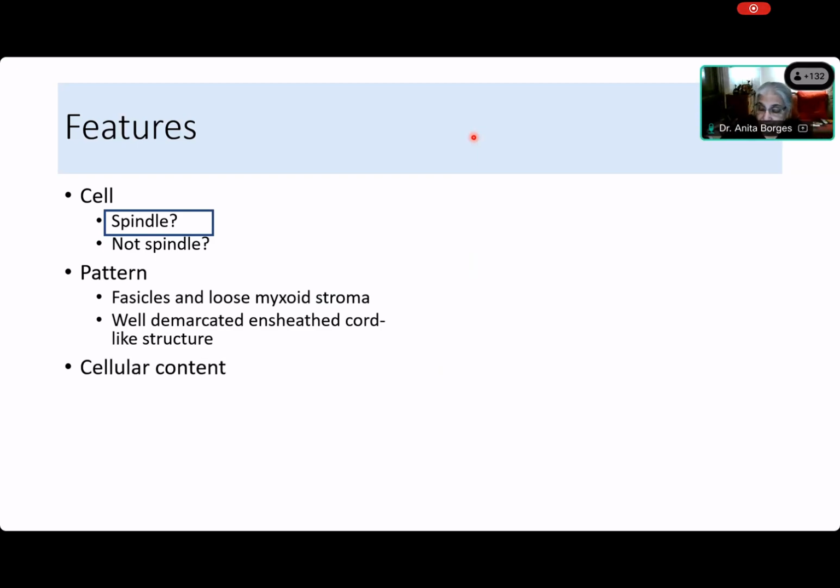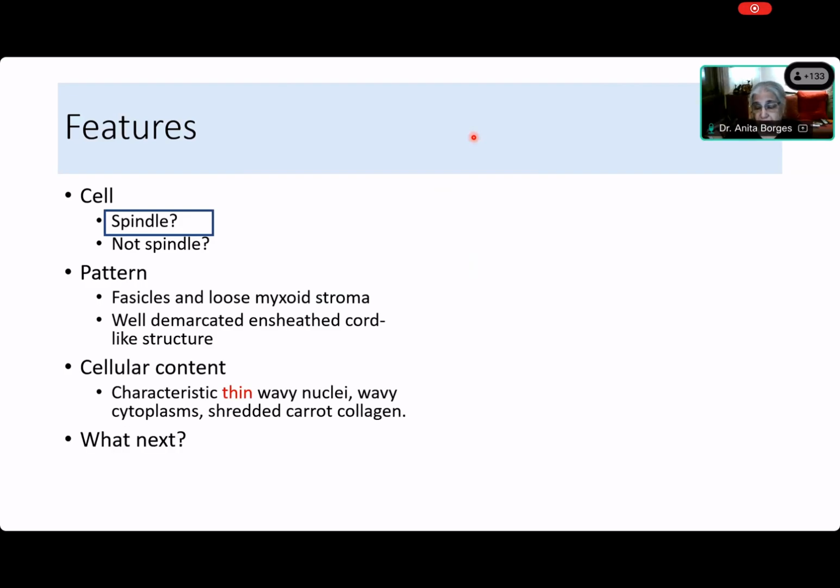All right. So what is the cellular content now? Chiefly composed of spindle cells, ma'am, and collagen. But it is characteristic, and I want you all to notice this. It is the characteristic thin, wavy nuclei, wavy cytoplasm, and shredded carrot collagen, which is so typical. Now, what next? Kedar, what next? We've written the description. We've done everything. Differentials, ma'am. Okay, give differentials. What are your differentials?